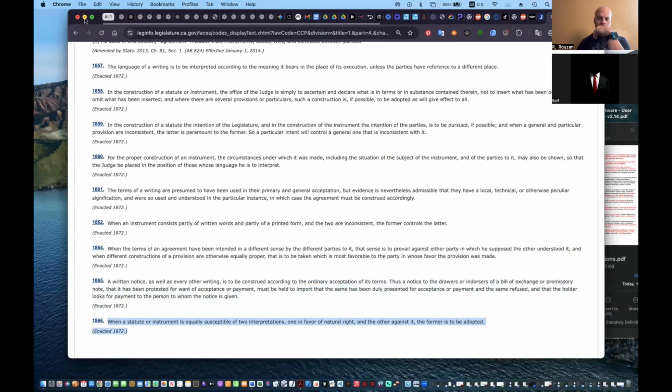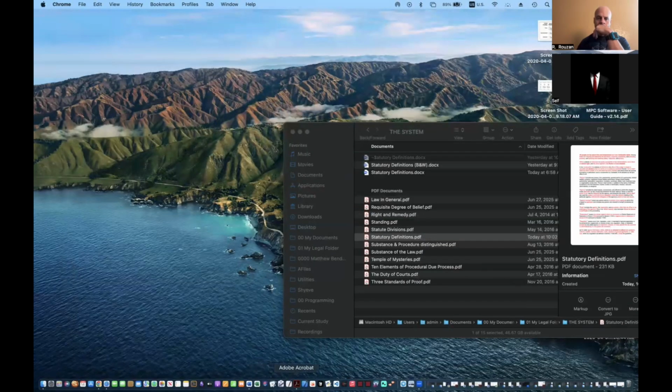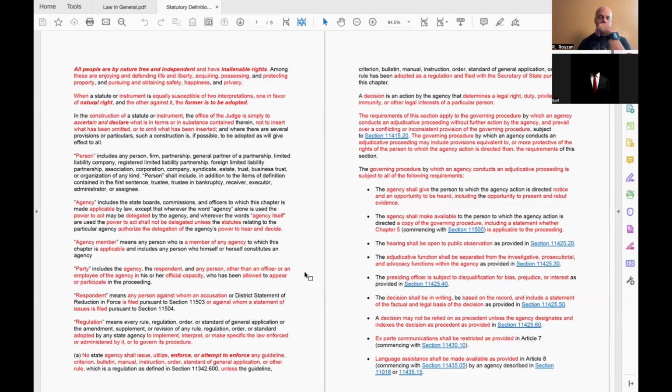See, this again, this is the essential elements to what's going on with this system that we're in. Disputes, controversies. Now, the construction of a statute or instrument, the office of the judge, office also means function of the judge, is simply to ascertain and declare what is in terms or in substance contained therein, which is in the statute or instrument. Not to insert what has been omitted or to omit what has been inserted. Where there are several provisions or particulars, such construction is, if possible, to be adopted as will give effect to all. So that's the rule for the judges when they're interpreting statute or instrument.